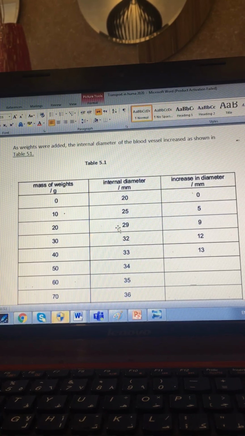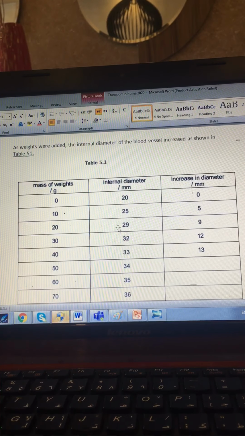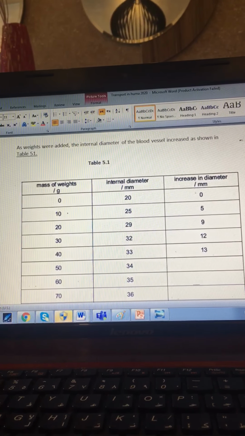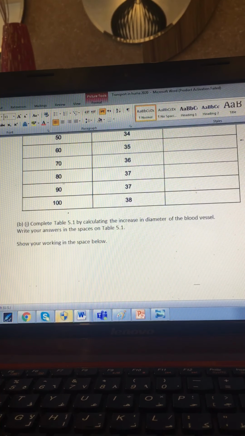Then 32 minus 20, 12. 33 minus 20, 13. The same for 34. So 34 minus 20, 14. So the blanks: 14, 15, 16, 17, 17. Then the last one here is 18, because 38 minus 20 is 18. Okay? Here, complete the table 5 by calculating the increase in the diameter. Already we completed.